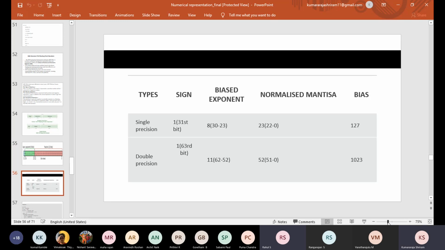This is the difference between single precision and double precision. For single precision, the bias is 127. The exponent occupies 8 bits, so the bias is 2 power 7 minus 1. 2 power 7 is 128, minus 1 gives 127. So single precision has a bias of 127. Similarly, for double precision it is 1024 minus 1, so 1023. We will take an example to understand single precision and double precision clearly. Next slide.